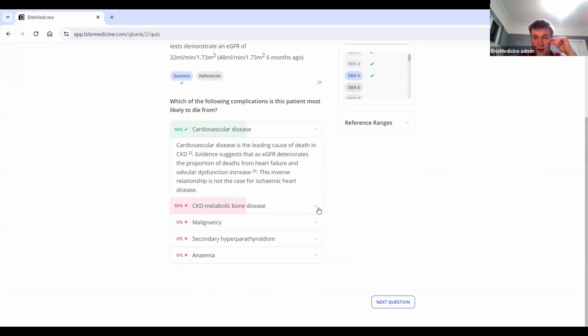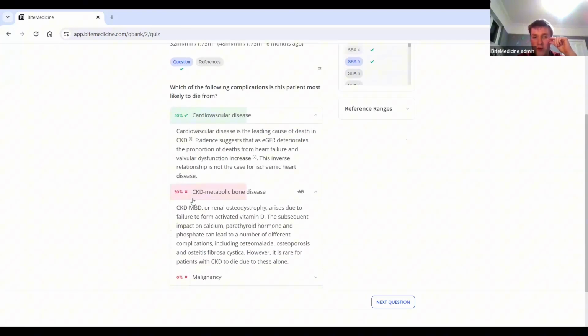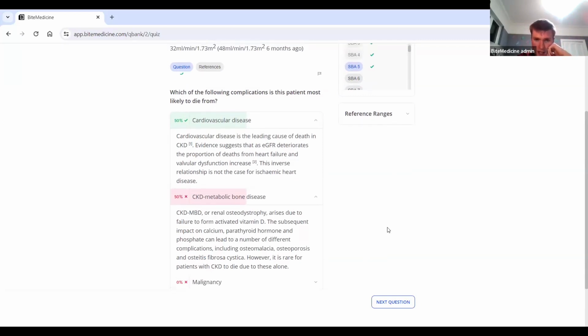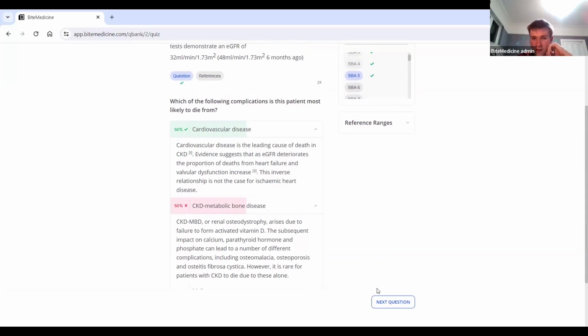Wonderful. So yeah, if you want to read up about other things, I'm hoping we're going to get a CKD MBD question today, so I won't spend loads of time on it. But it's rare for people to die from that alone.